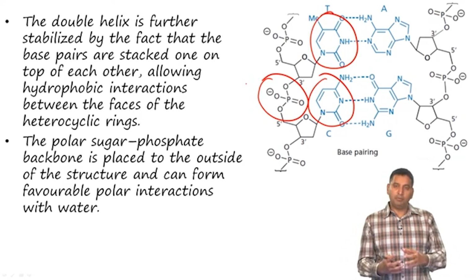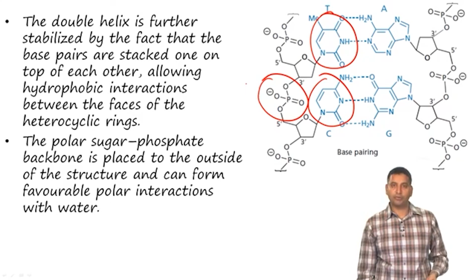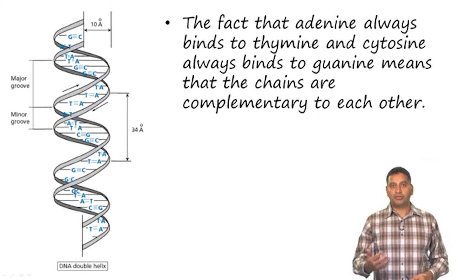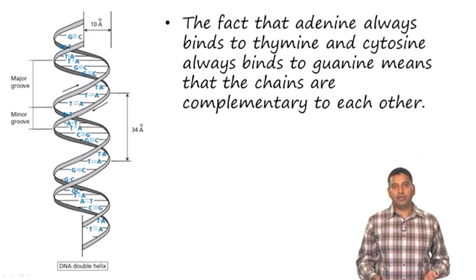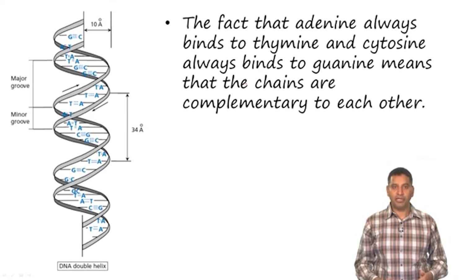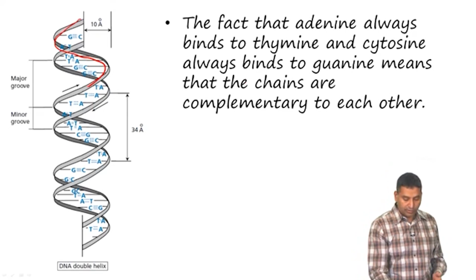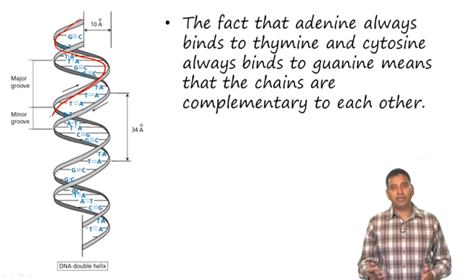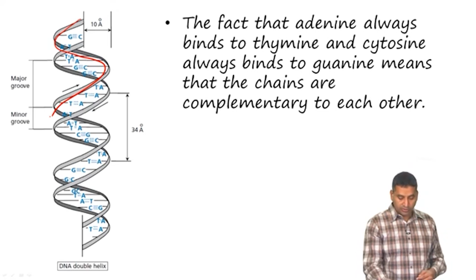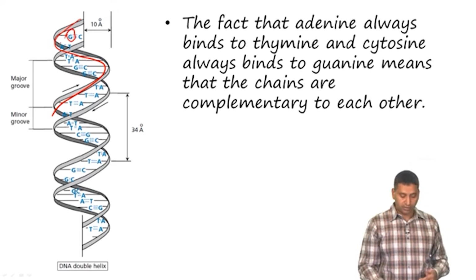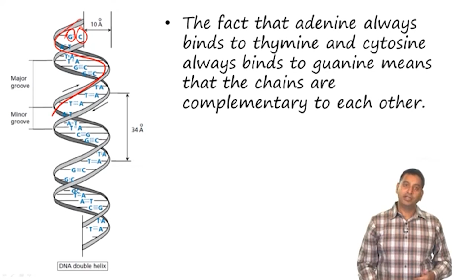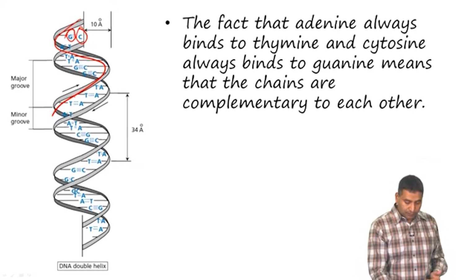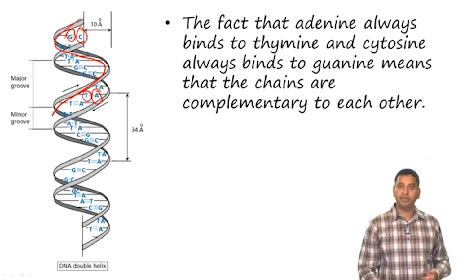All these together help in making DNA an extremely stable structure. An important component of the structure of DNA is that there is complementarity. That means adenine always binds to thymine and cytosine always binds to guanine, which means that if you take any one chain and look at the sequence of one chain, the other chain will always be complementary to the first chain. That means when you have guanine in the first chain, you will always have cytosine in the other chain, and when you have adenine in the first chain, you will always have thymine in the other chain.